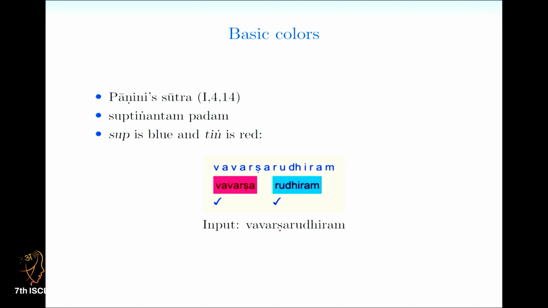Okay, so let us start with the basic colors. We will start with this Panini Sutra 1.4.14, Suptinantam Padam. Sup is the pratyaya that is used to construct nominals, and tin is the one that generates the final verb forms. So here, in Vavarsha Rudiram, this is tin, and this is sup. The sup is blue, and tin is red. Okay? So this is easy enough.